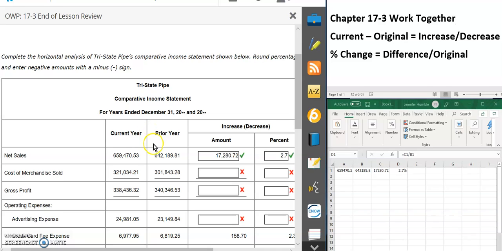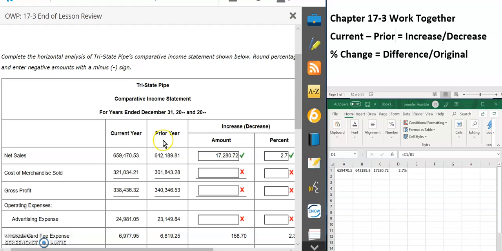But sometimes it's confusing. Do I take 659 minus 642, or should I take 642 minus 659? Knowing which one to do is a little confusing, and if you try to just memorize it, I think that's what makes it the most confusing. Up here, I have a formula for you: current minus original, or I guess prior. But on a test or quiz, if you can't remember whether it's current first or prior first, you're going to get confused. So an easy way to remember what to do is think.